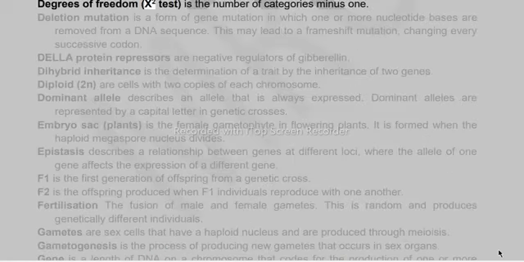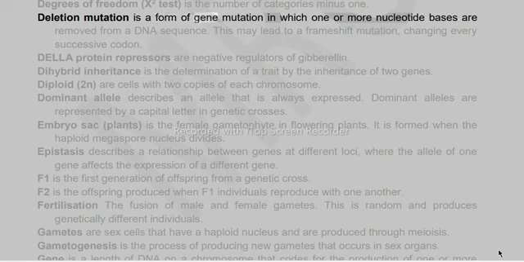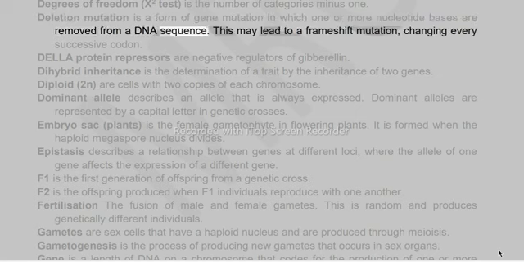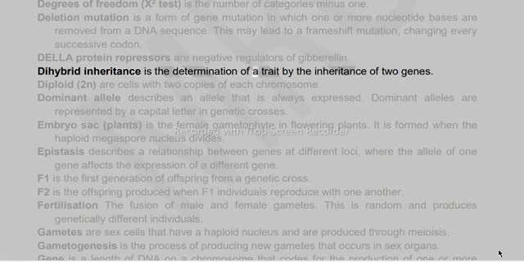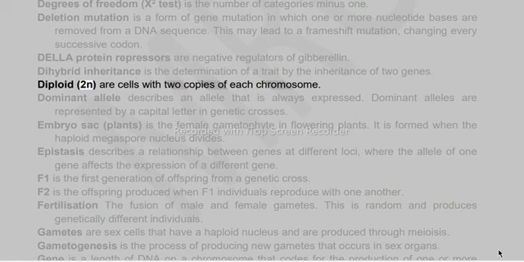Degrees of freedom, X2 test, is the number of categories minus 1. Deletion mutation is a form of gene mutation in which one or more nucleotide bases are removed from a DNA sequence. This may lead to a frameshift mutation, changing every successive codon. DELLA protein repressors are negative regulators of gibberellin. Dihybrid inheritance is the determination of a trait by the inheritance of two genes. Diploid, 2N, are cells with two copies of each chromosome.